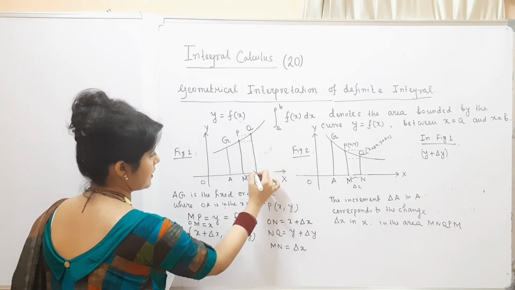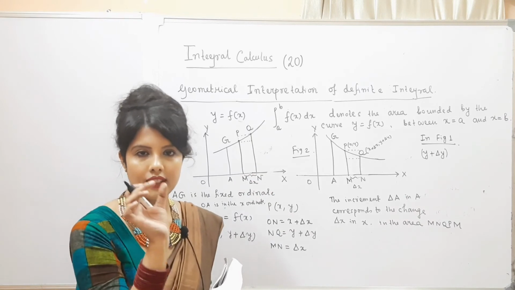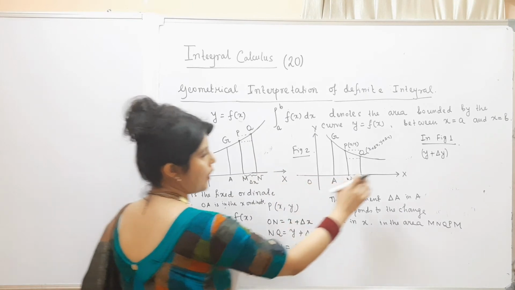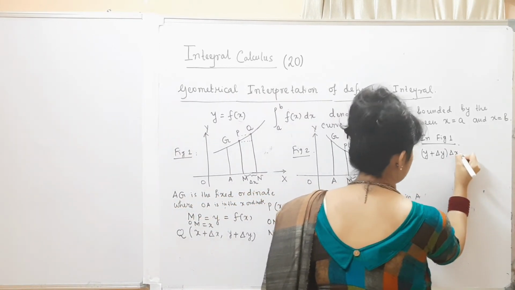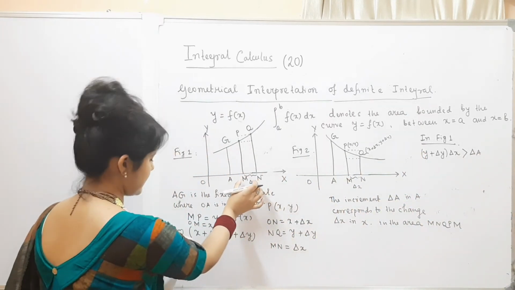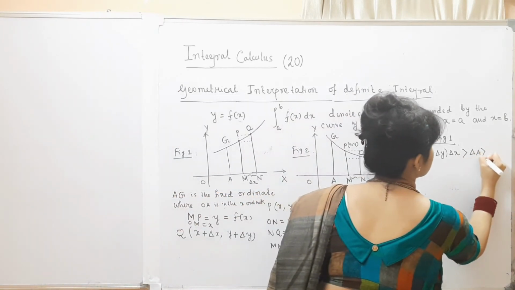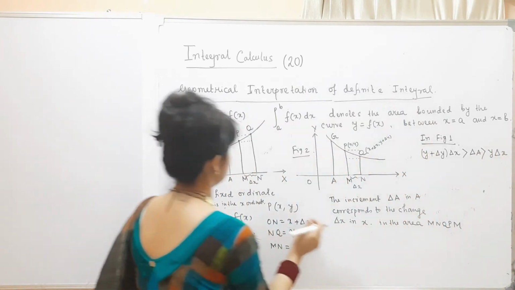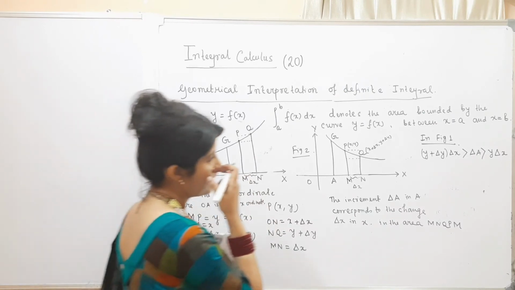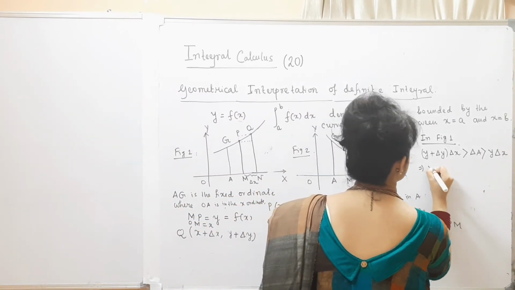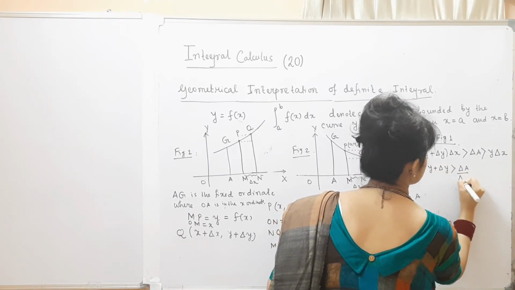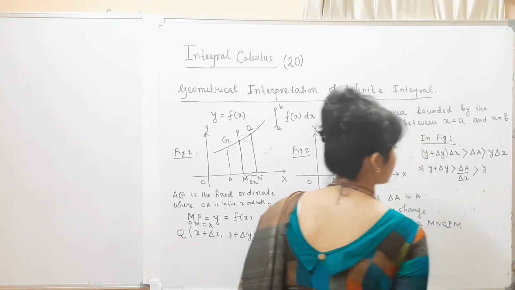So the area of the rectangle, you always know, is length into width. Okay. So this is the length and this is the width. So y plus delta y into delta x should be greater than delta a, and that should be greater than y into delta x. So you can write it as y plus delta y is greater than delta a by delta x, and is greater than y.